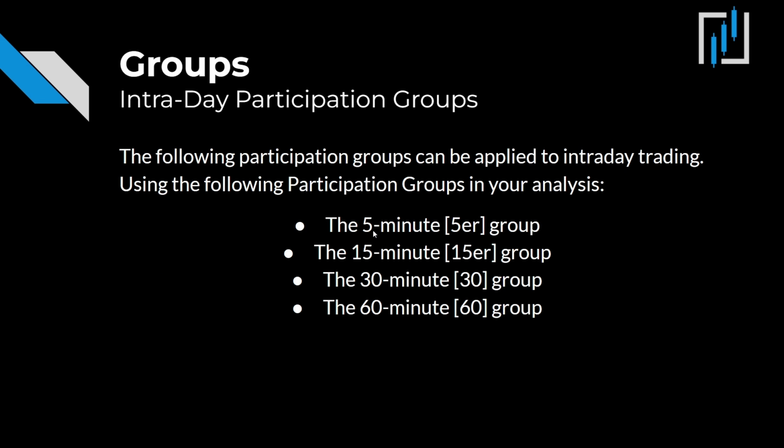And then the final groups, or intraday groups, can be applied to intraday trading. So you can use these following groups in your analysis if you're a day trader. You have the 5-minute or 5er group, the 15-minute or 15er group, the 30-minute or 30 group, and the 60-minute or 60 group. These become more important as volatility increases. So when periods of high volatility are among us, we look to trade the intraday groups because you might have the 5er making moves that the 60 normally makes. So it makes sense to just trade that 5er because you can trade every 5 minutes and get moves you'd normally get on a 60-minute chart.